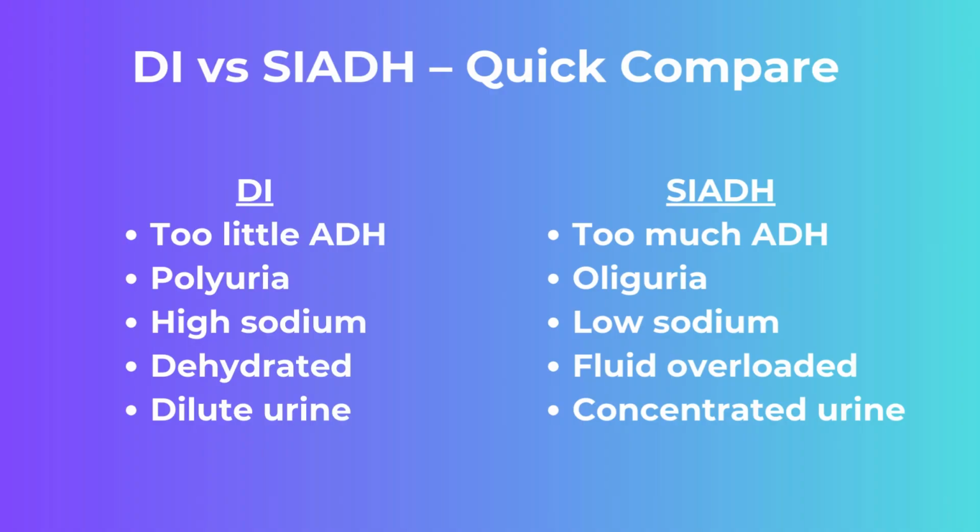Both of these disorders involve ADH, but they cause opposite problems. DI leads to dehydration and high sodium, while SIADH causes fluid overload and low sodium.